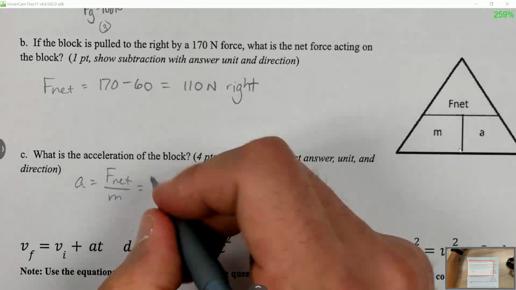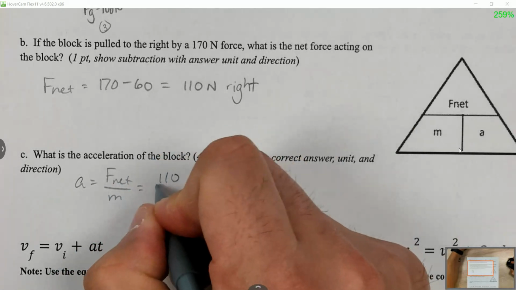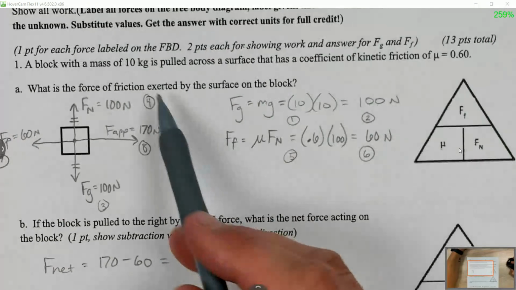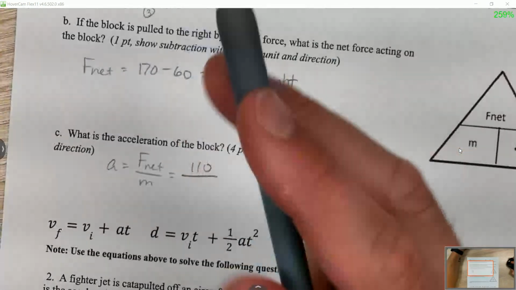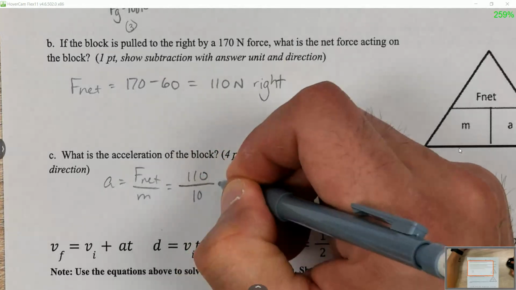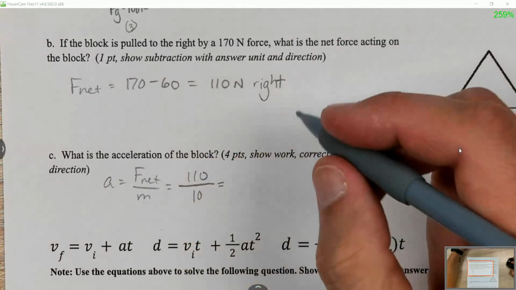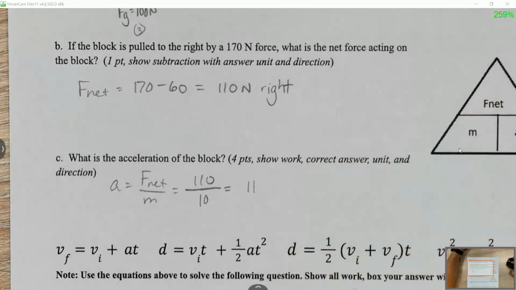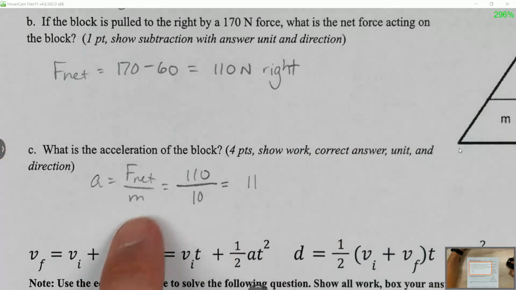Our net force was 110 to the right. The mass, from the top of the problem, was 10 kilograms. 110 divided by 10 is going to give us 11. All right, so there's our show the work.